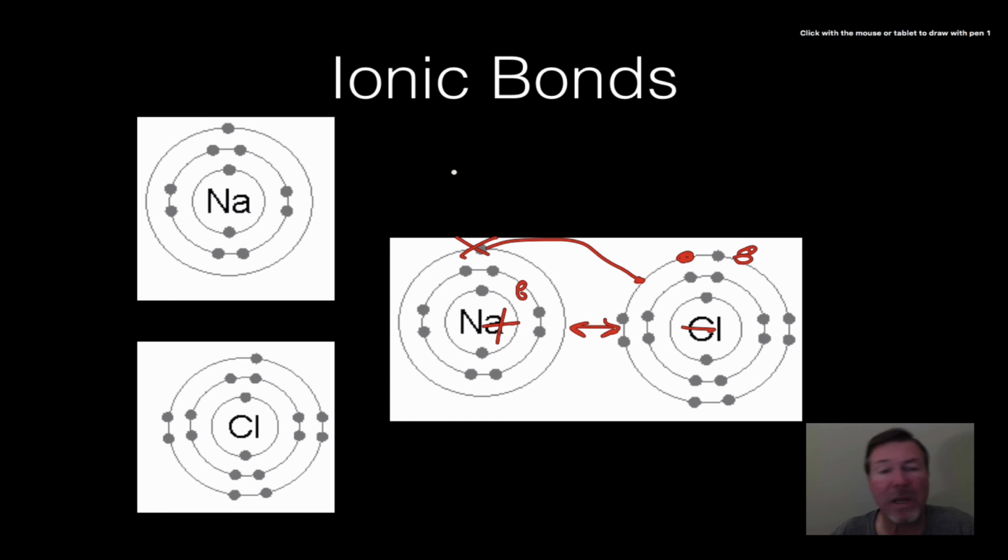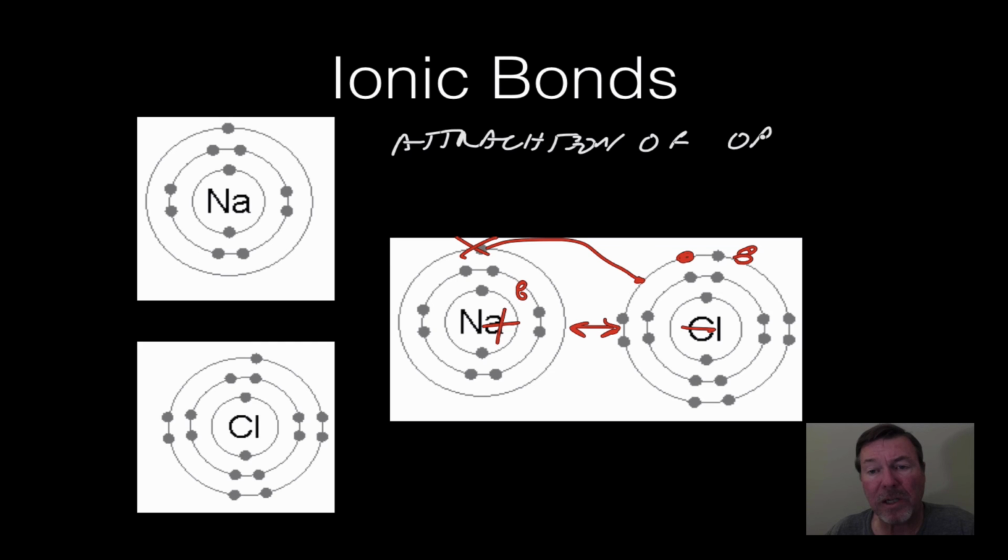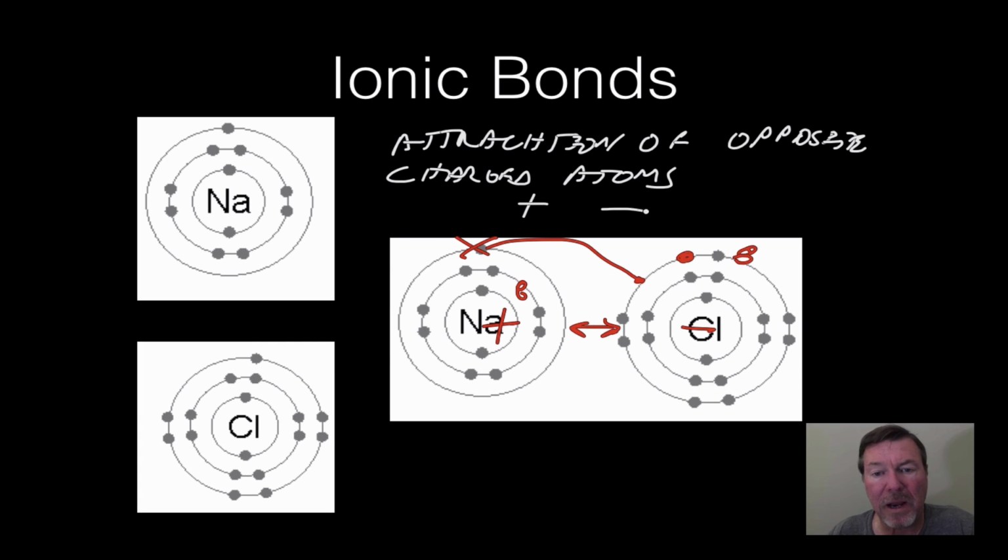So basically, ionic bonds are weak, and they can be broken by dissolving in water, by the polar bonds of water. And so basically, ionic bonds are the attraction of oppositely charged atoms, a plus and a minus, caused by ions, the loss or gain of an electron.